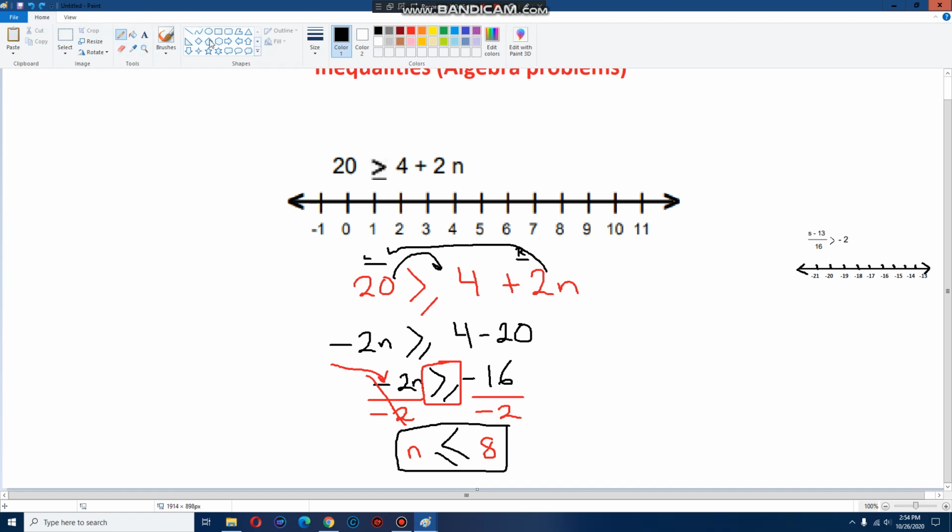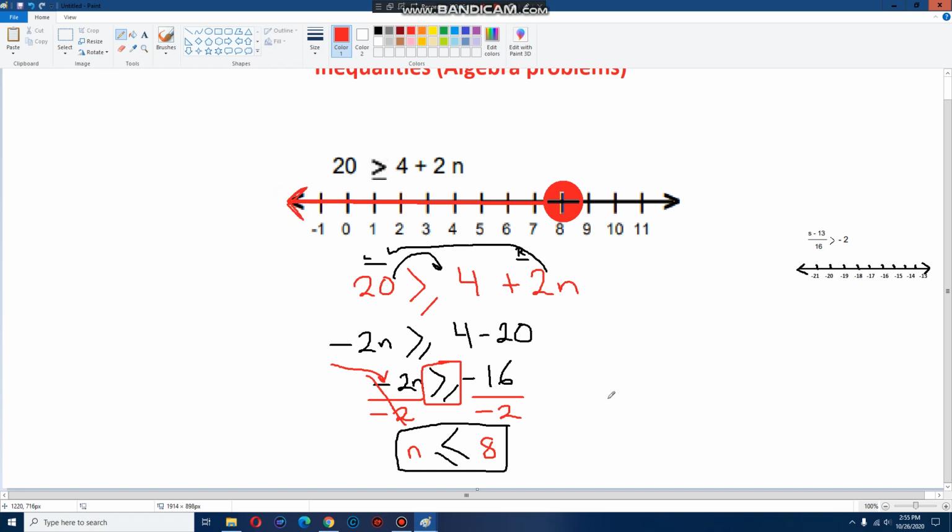So now let's graph this. n is less than or equal to 8. Here's my 8. Wrong color. Let me use red. It's equal, which means I'm going to have to fill in that circle. And n is less than 8, so we're talking 7, 6, 5, 4, and so on. And there we go, ladies and gentlemen. We have graphed our answer on the number line. n less than or equal to 8.